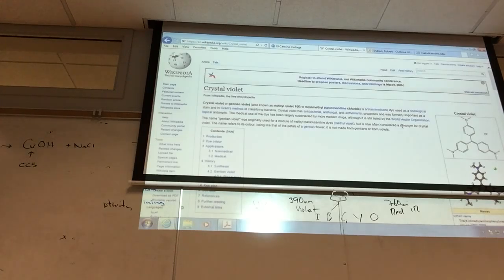And so what we're going to do is see the color fade over time, and we're going to monitor it. An easy way to monitor how much CV+ I have is to measure its concentration by using absorbance. Okay, and so what we'll do is monitor this reaction at intervals. After a certain amount of time, some has reacted, some more has reacted, and some more.